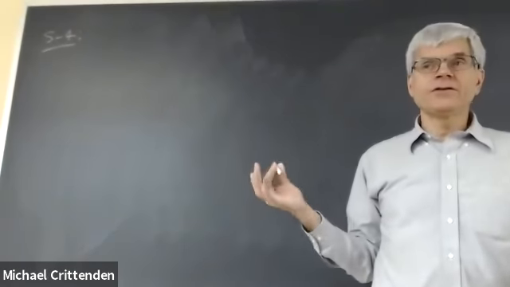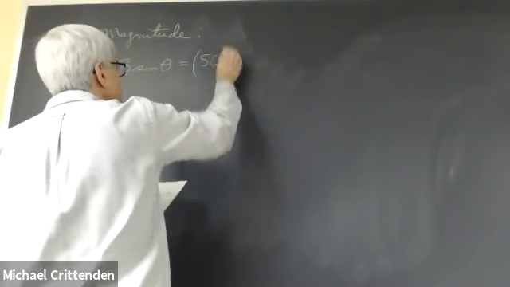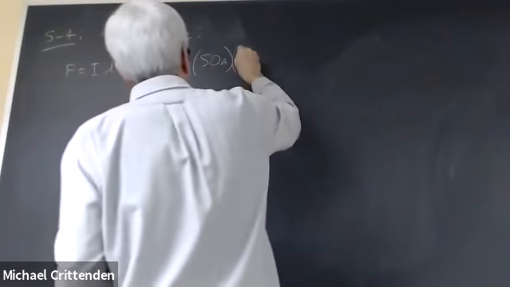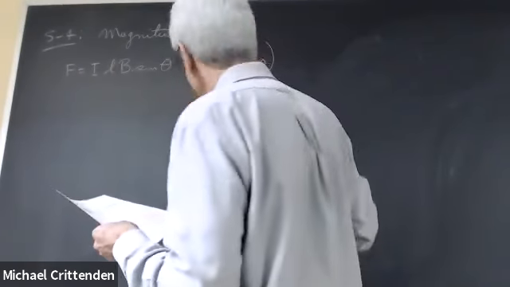So the magnitude is just throwing numbers into a formula. ILB sine theta, where theta is the angle between the wire and the magnetic field. This wire has 50 amps in it. It's 65 meters long. Maybe that's the distance from one pole to the next.